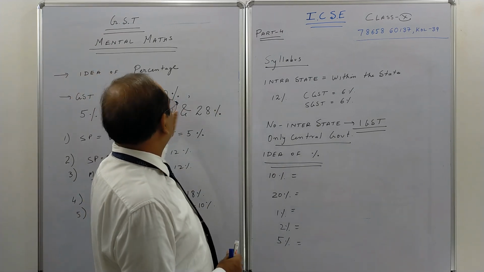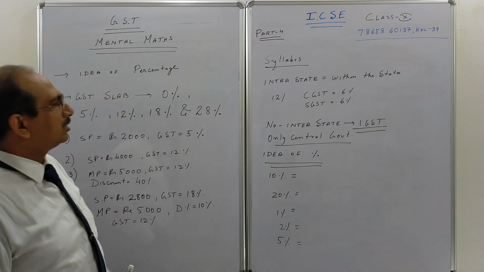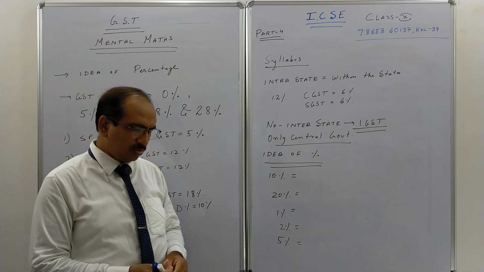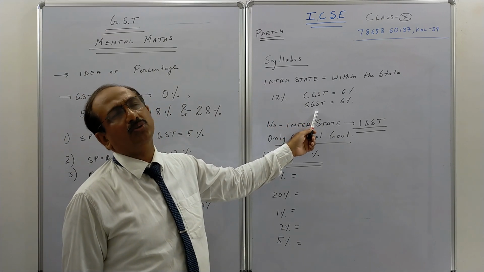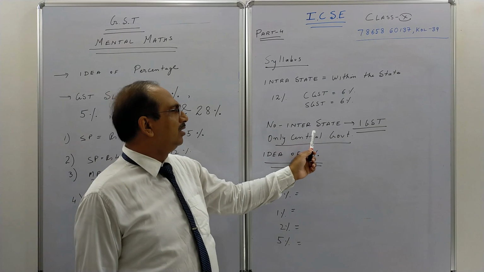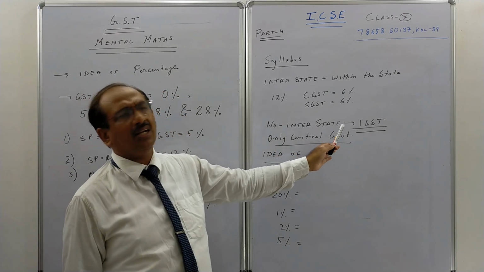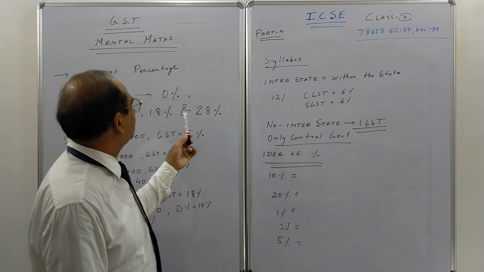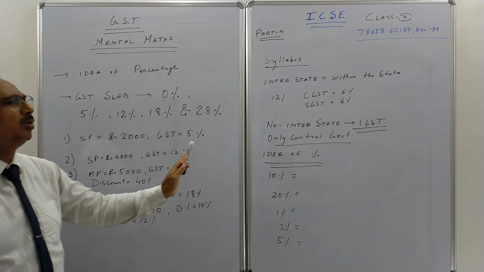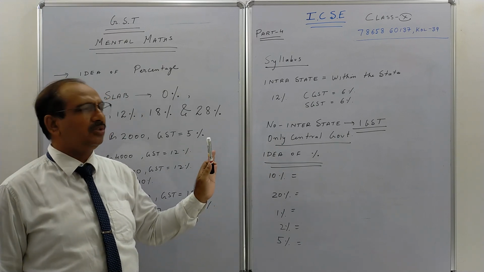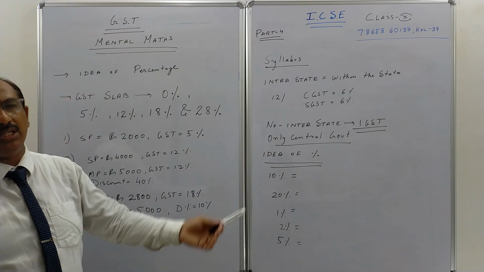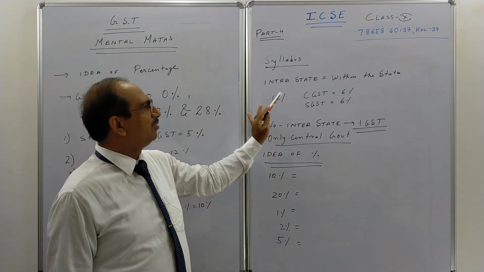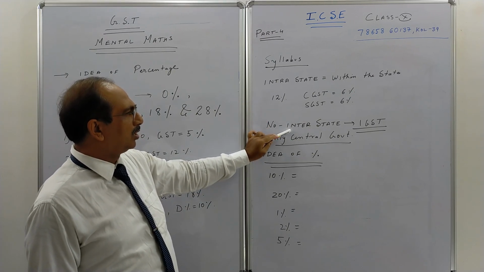So before I start, I'll tell you a little bit about the syllabus. The syllabus has intra-state, where we will see, suppose 12% is there. So half of it goes to the central government and half of it goes to the state government. There is no interstate IGST, even if there is IGST, some teachers, some books have, the whole money goes to the central government. Suppose it is 12%, I calculate 5%, the whole money goes to the central government, and then the central government gives half of the money to the destination state where the goods are sold. So anyway, ICSE does not mention interstate.